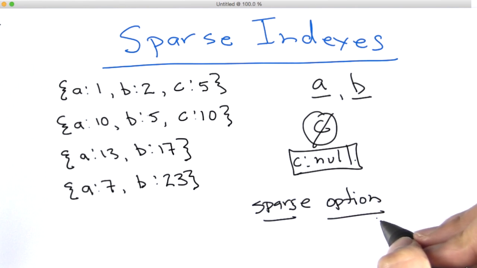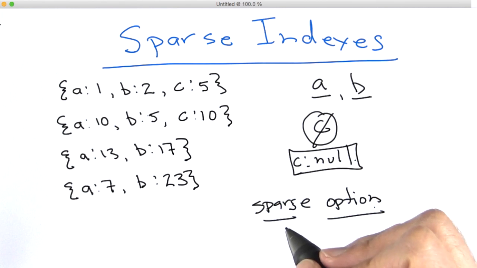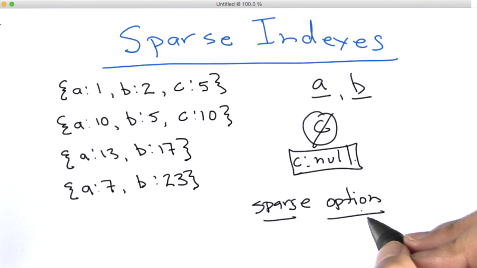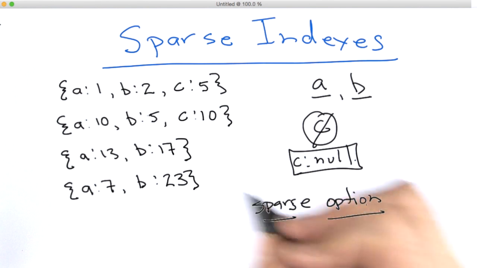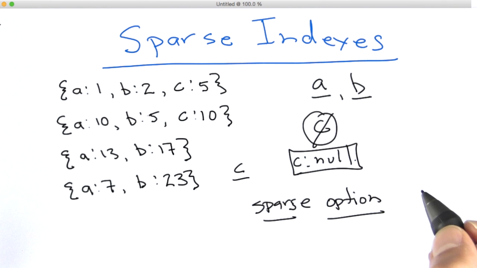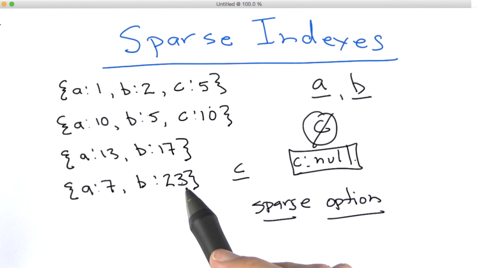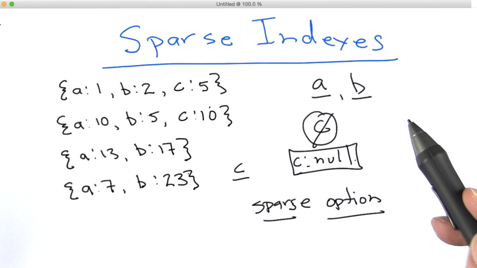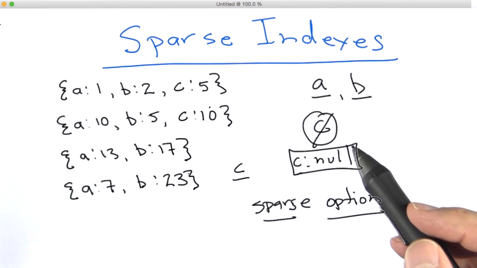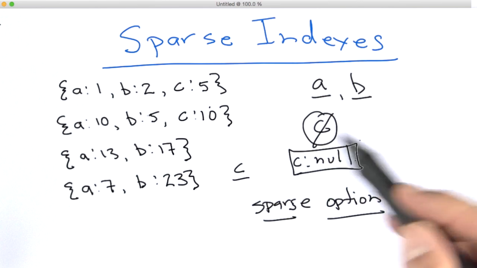And what sparse tells the database server is that it should not include in the index documents that are missing the key. So if you say, give me an index on C, it'll say, fine, these documents go in the index, but these documents won't even be indexed by this index because they have no value for C. Now let's see how this would work in practice.